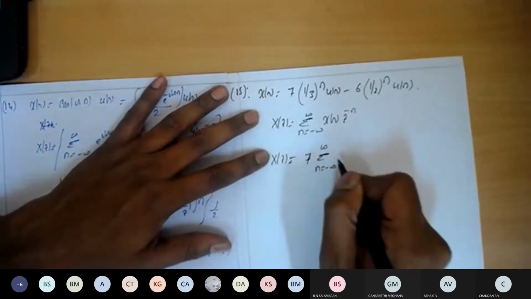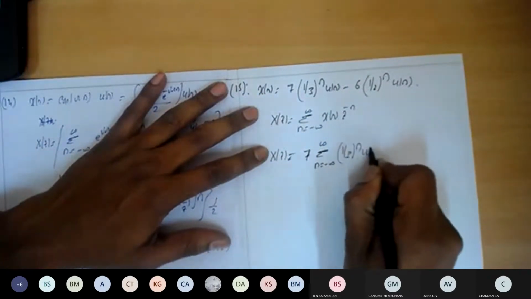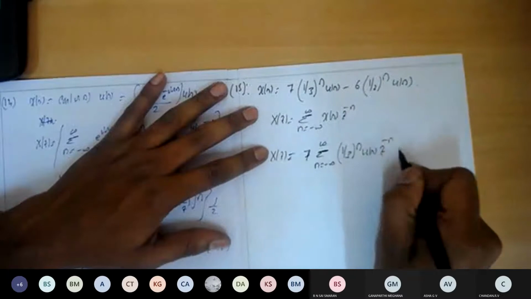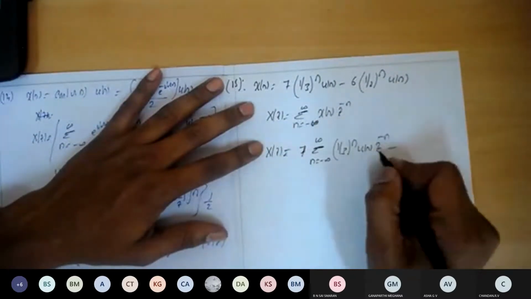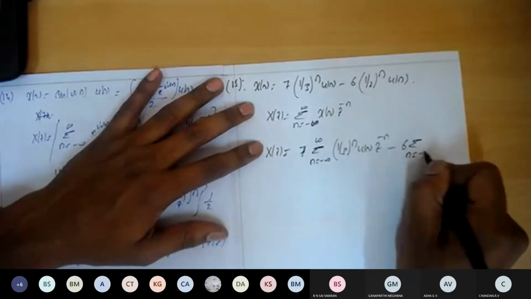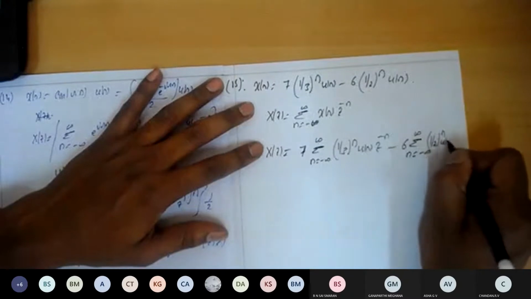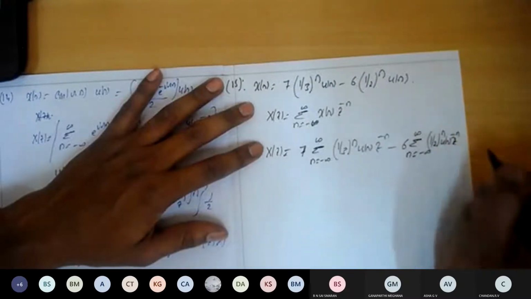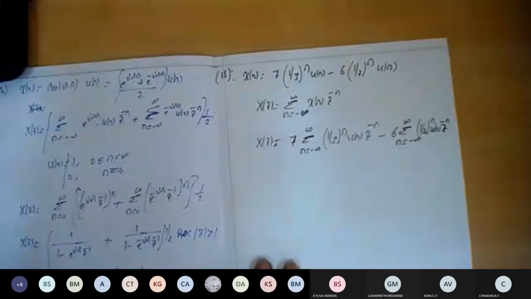Summation n is equal to minus infinity to plus infinity, 1 by 3 to the power of n into u of n. The terms which are a function of n, I'm going to take inside the summation. Rest of the terms will keep outside the summation. Minus 6 into summation n is equal to minus infinity to plus infinity 1 by 2 to the power of n into u of n into z to the power of minus n.